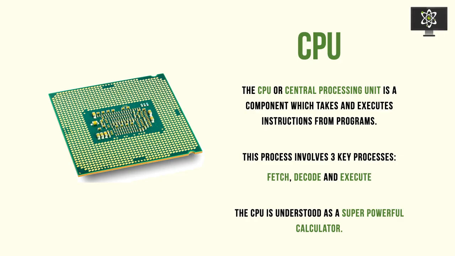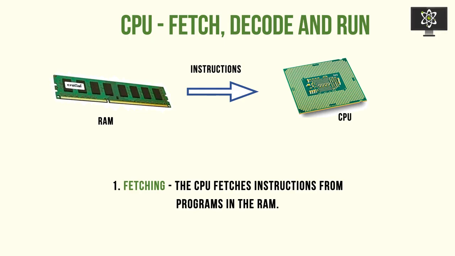So, firstly, you could understand the CPU as a very, very super powerful calculator. Okay, because from whatever is decoded to the execution stage, the CPU essentially calculates machine code. Okay, it is given instructions by the RAM to calculate machine code. It's a very, very powerful calculator. Okay, let's look at the CPU cycle, the fetching, decoding, and running processes. These are the 3 main processes that take place at the CPU.